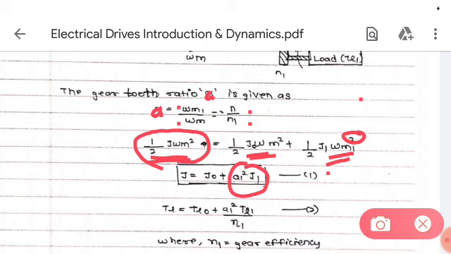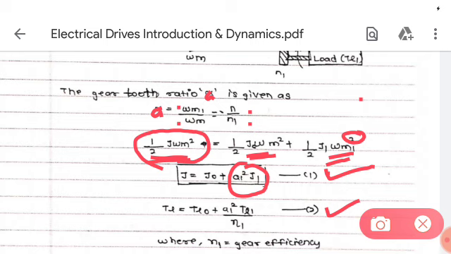So the equivalent inertia J will be equal to just J0 plus a1 square into J1. So if we know the gear ratio, then easily the inertia can be transformed to the motor shaft. So this is how equivalent inertia can be calculated. Similarly, equivalent load torque can be calculated by this equation. So TL equal to TL0 plus a1 square TL1 by eta 1, where eta 1 is the efficiency of the gear.